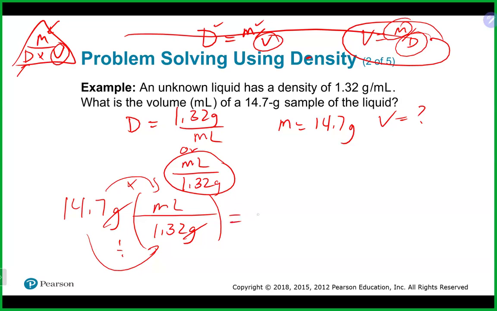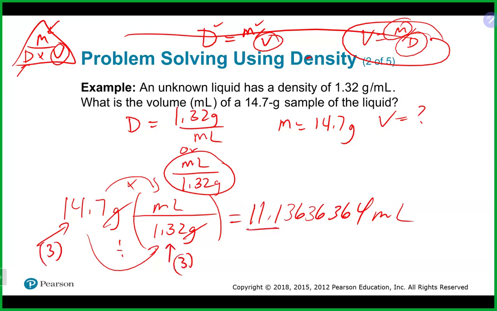By the way, it looks like on my calculator, I got a lot of numbers there: 11.13636364 milliliters. In terms of significant figures, we have to look at all the numbers here, right? So they're all important. This one has 3, this one has 3, which means we should end up with 3 here, at 11.1 milliliters.